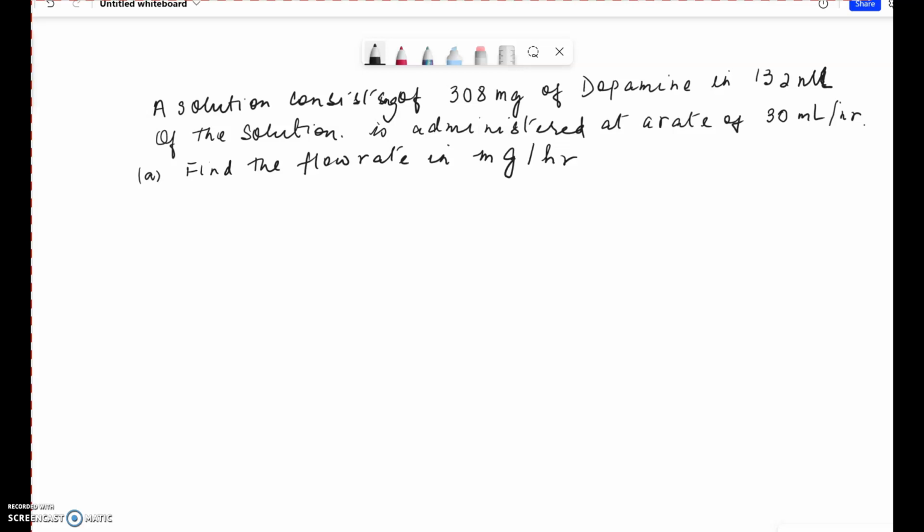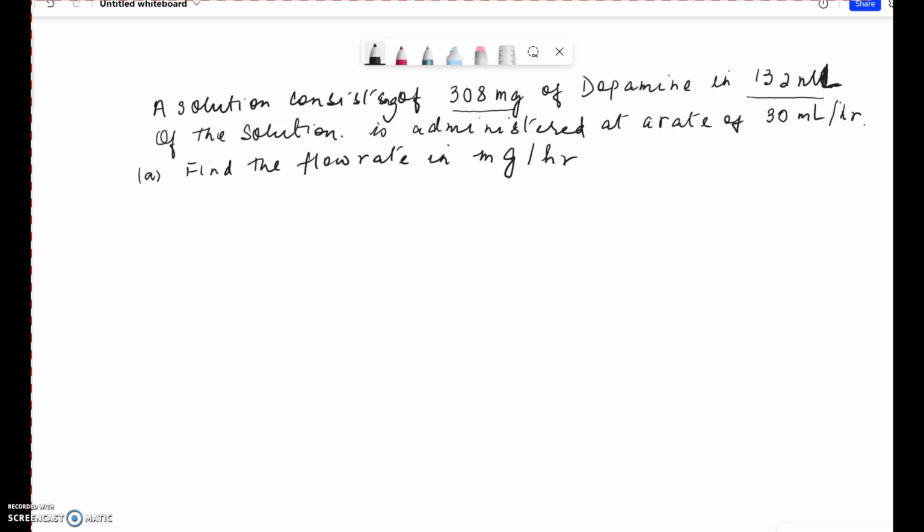So we have a solution of dopamine, and there's 308 milligrams of dopamine in 132 milliliters of solution. So in the entire 132 milliliters, there's 308 milligrams of dopamine. And that's being administered at a rate of 30 milliliters per 1 hour. And the question says, the first part says, find the flow rate in milligrams per hour.